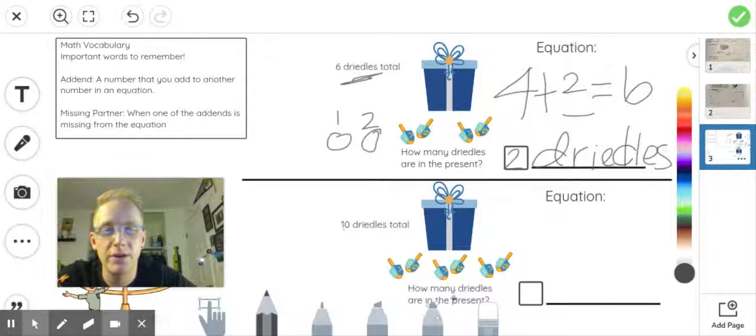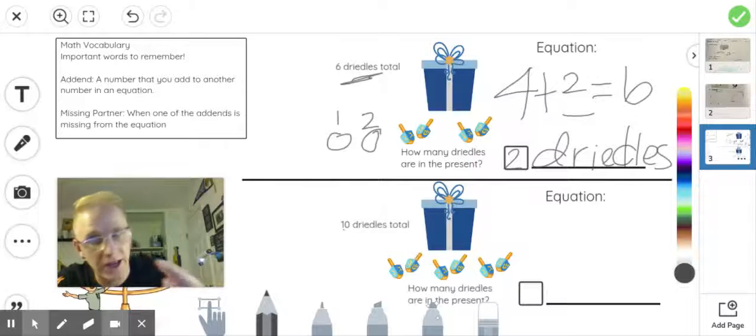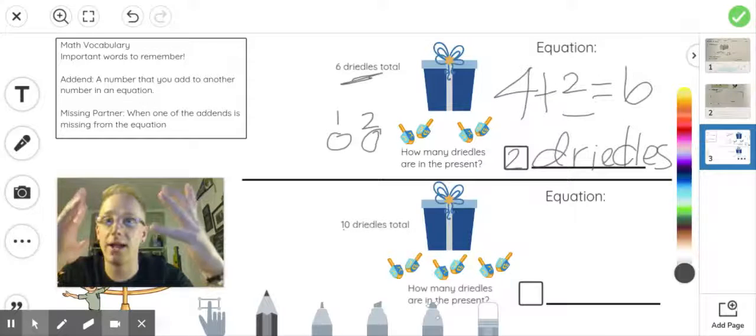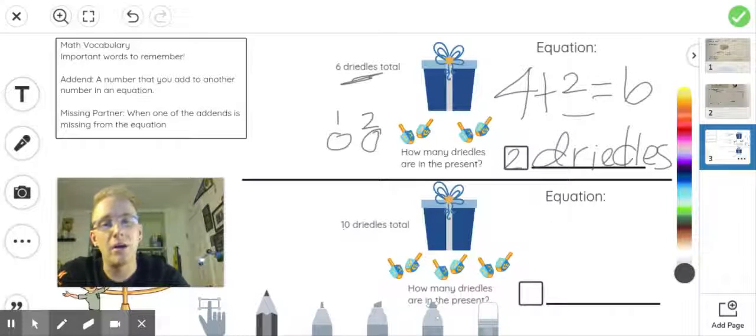How many dreidels are in the present? Well, let's look and count how many. Let's start with our equation first. Sorry, I got ahead of myself. I got excited. I just got so excited about math there. There are 10 dreidels total.